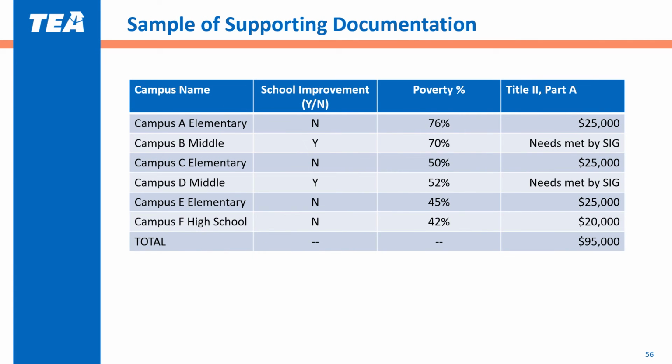In addition to that statement, here's a table that may be provided as supporting documentation stating how their needs are being met. As you can see, we have the identification of school improvement, poverty percentage, as well as the distribution of Title II Part A funds per campus.